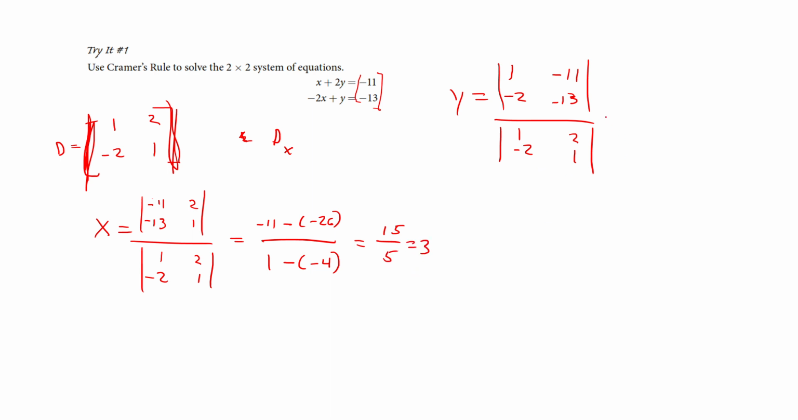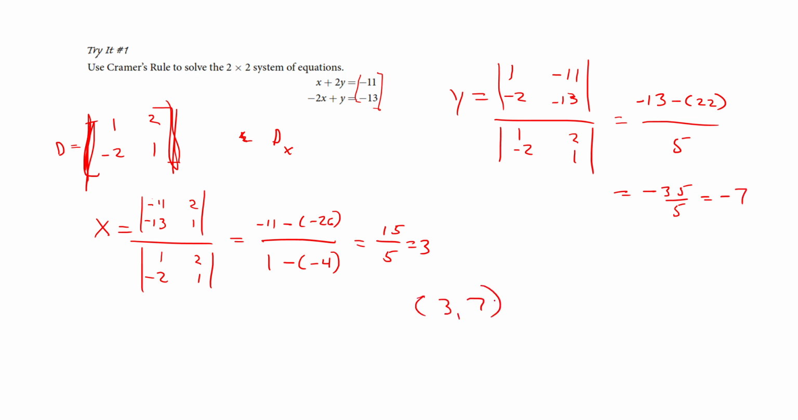Now we'll do the same up here. So the bottom is going to be the same because that's just D again. So this is going to be 5. Now up here we're going to get negative 13 minus 22. So this diagonal minus this diagonal, and that's going to be negative 35 over 5, negative 7.